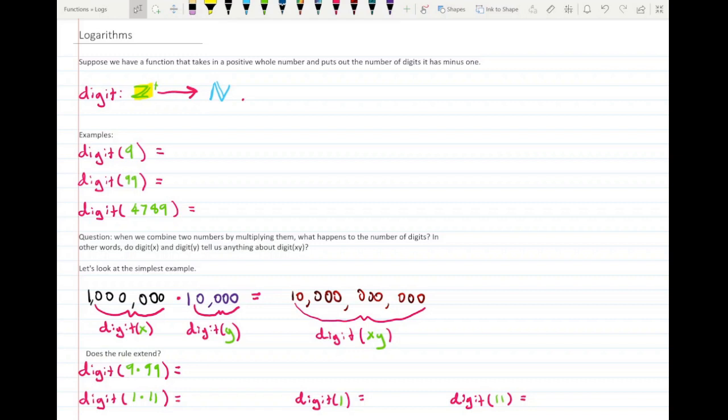Hey everyone, today we're going to talk about logarithms. Now, logarithms can feel very unintuitive and foreign to someone who's first encountering them, so we're going to try and build them up from something that might be a little bit more familiar.